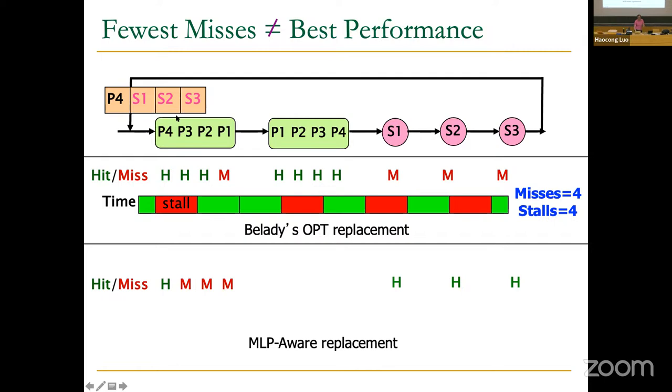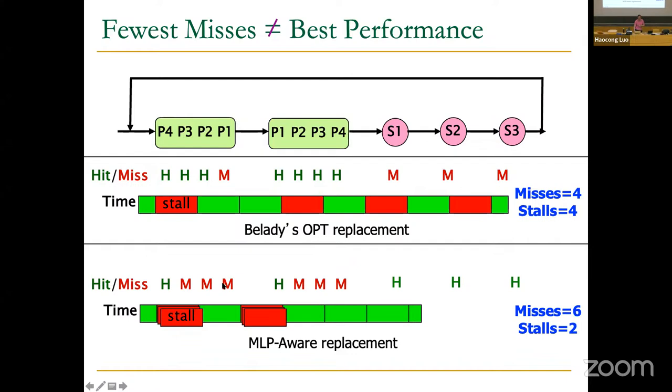Okay. Maybe you replace P4 with P1 because that's the last referenced. In this case, you get a hit on P1, but P2, P3, and P4 miss. So you see that now we had six misses and you get back to the steady state. But you have only two stalls, let's say, approximately. As a result, this is a much better replacement policy because it saves cycles, as you can see, right? You got rid of two stalls, basically. Make sense? So that's the importance of the cost of a cache miss, essentially.